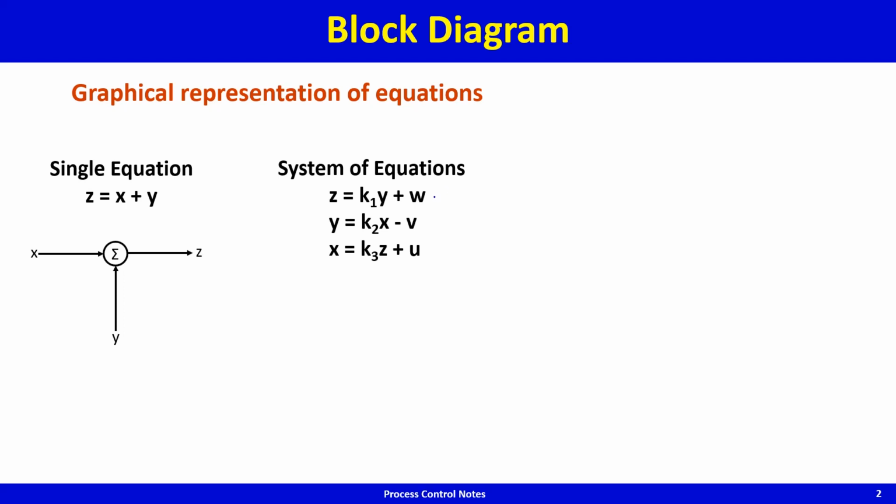So let's look at the first equation. First equation is basically saying z is equal to k1y plus w. So z is equal to k1 times y. So this signal is k1y and this signal is w. You add the two, so therefore z turns out to be k1y plus w.